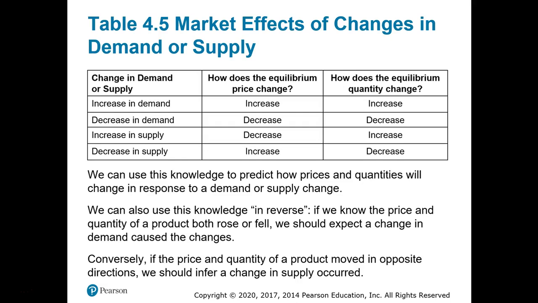We can also use this knowledge in reverse. So everything that's here, flip it. If we know the price and quantity of a product both rose or fell, we should expect a change in demand caused the changes. Conversely, if the price and quantity of a product moved in the opposite direction, we can infer a change in supply occurred.